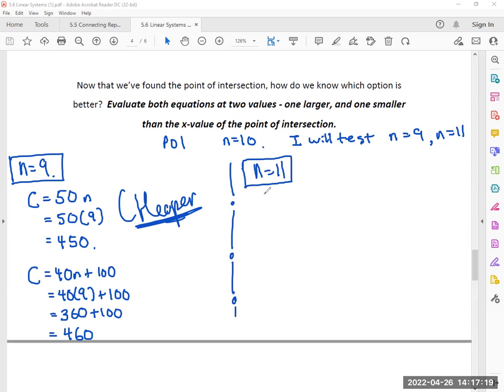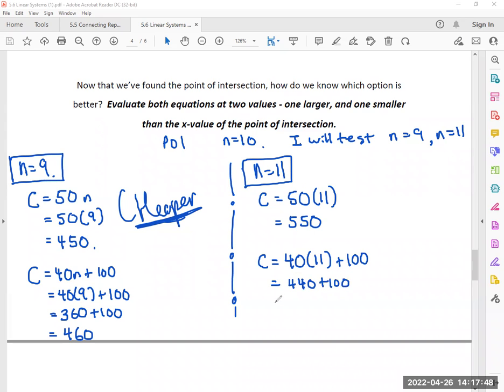I'll do it one more time. C is 50 times n, so 50 times 11. If you put that into the calculator, 550. Okay. C equals 40n plus 100, so 40n plus 100. This is, I'll do it for you, 440 plus 100. That is 540. Which one's cheaper? Does that agree with my graph?